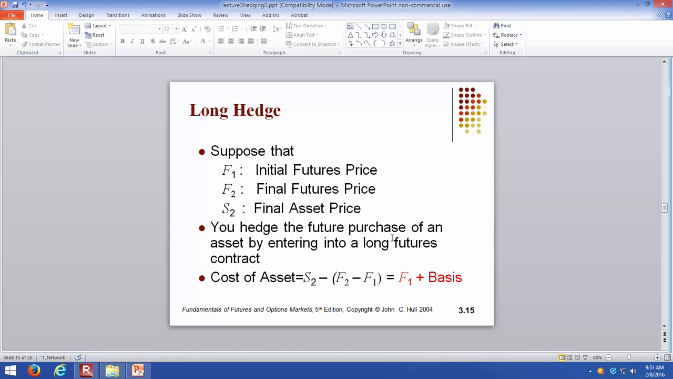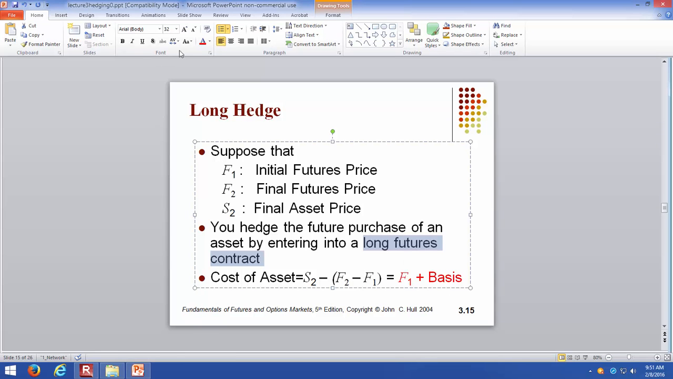So what we are going to assume here is that you do two things. One is you buy a futures contract initially, and at the end you close out your futures position. So in the case of the long hedge, you bought the contract initially. Okay, so you have a long futures contract, which means that you bought it initially, and then at the end you sell the futures.